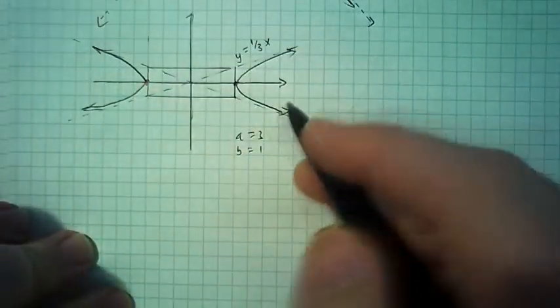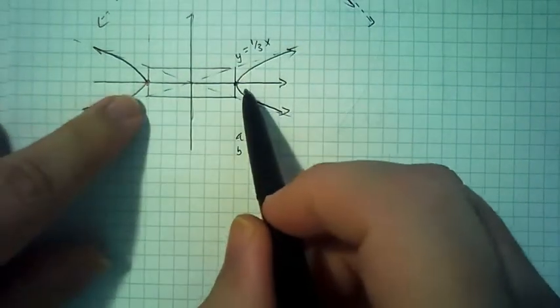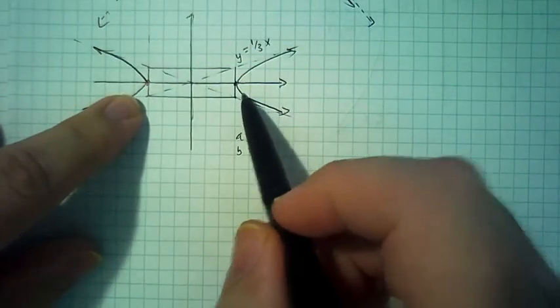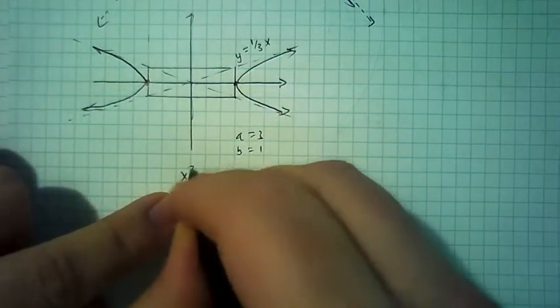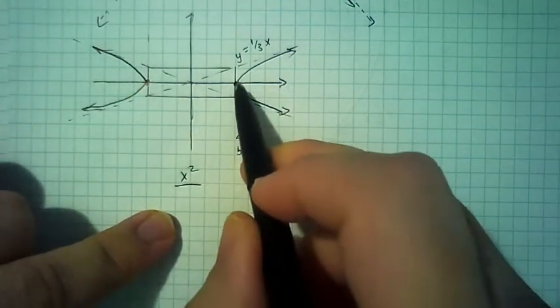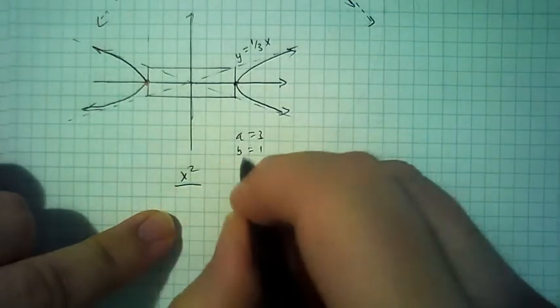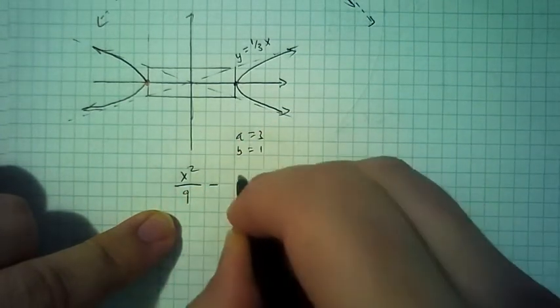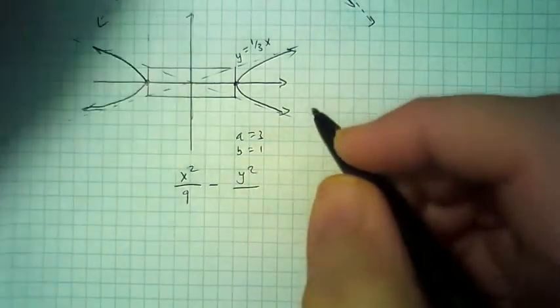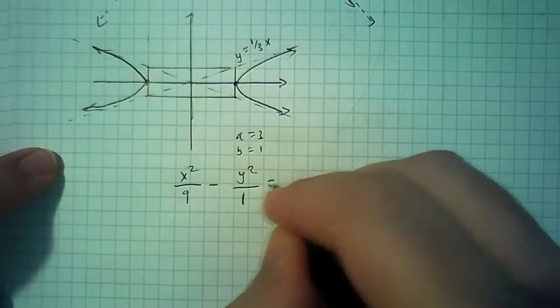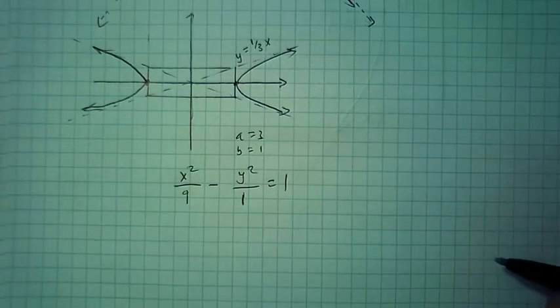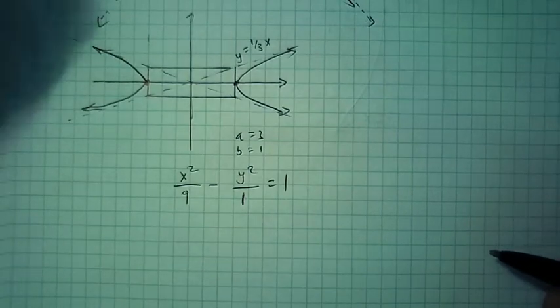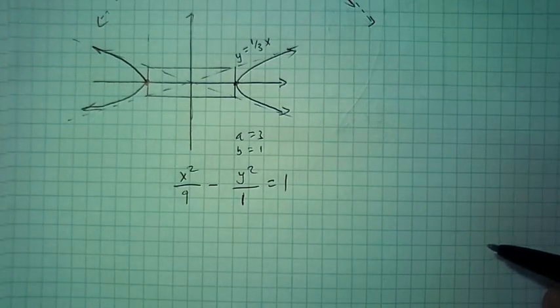The equation for this then is just, we have to figure out which way the hyperbola is actually pointing, which is left and right. So the x squared is the one that's positive. And that's how I know A is 3 as opposed to B being 3. So underneath that I put 3 squared, which is 9. And underneath the y squared, 1 squared is 1. There is the standard form equation for this particular hyperbola.